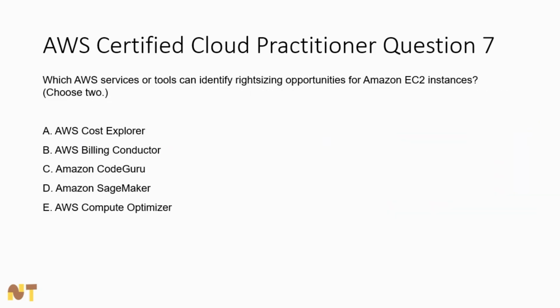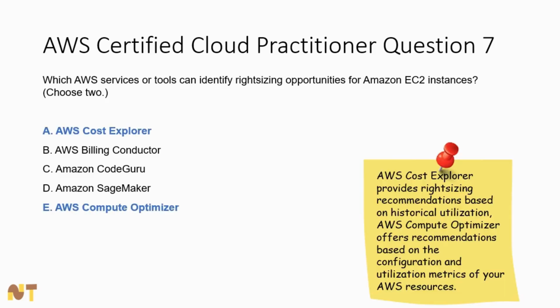Which AWS services or tools can identify right-sizing opportunities for Amazon EC2 instances? Choose 2. AWS Cost Explorer, AWS Billing Conductor, Amazon CodeGuru, Amazon SageMaker, or AWS Compute Optimizer. AWS Cost Explorer provides right-sizing recommendations based on historical utilization, and AWS Compute Optimizer offers recommendations based on the configuration and utilization metrics of your AWS resources. Hence, the correct answers are A and E.